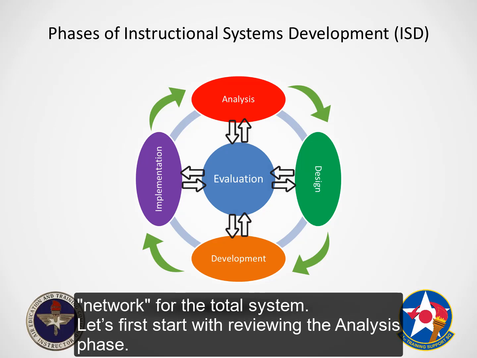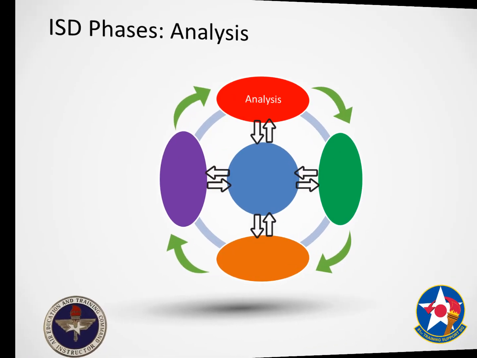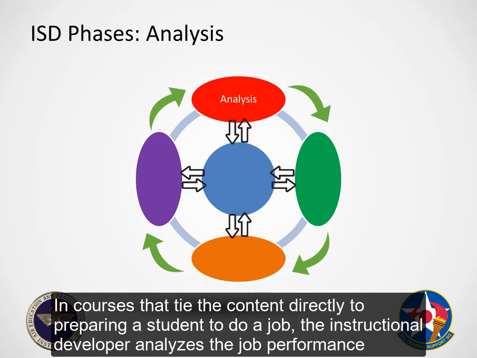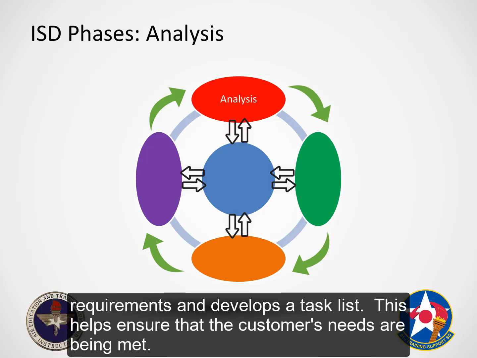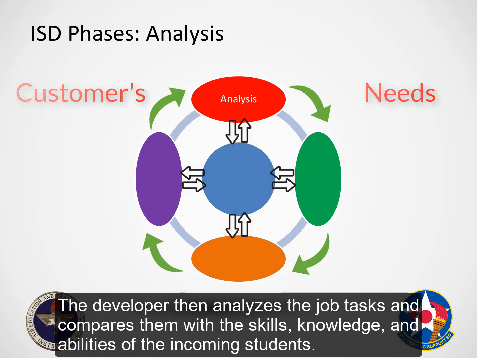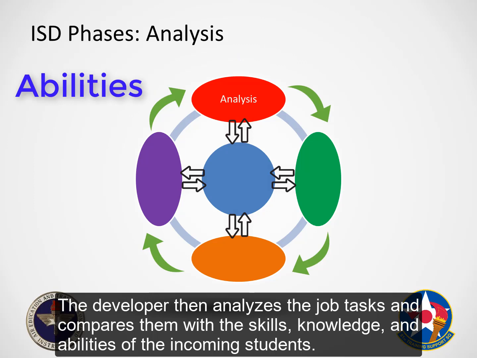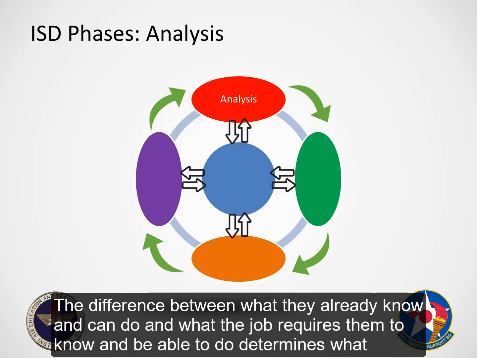Let's first start with reviewing the analysis phase. In courses that tie the content directly to preparing a student to do a job, the instructional developer analyzes the job performance requirements and develops a task list. This helps ensure that the customer's needs are being met. The developer then analyzes the job tasks and compares them with the skills, knowledge, and abilities of the incoming students. The difference between what they already know and can do and what the job requires them to know and to be able to do determines what instruction is necessary.